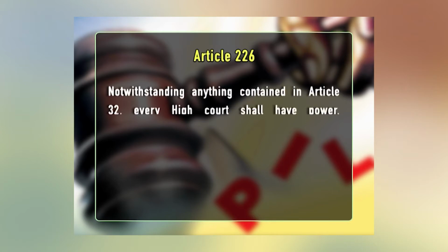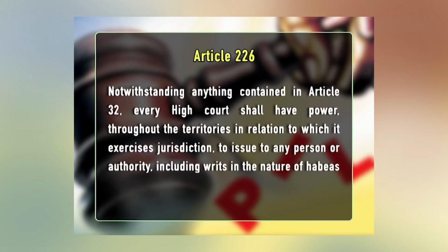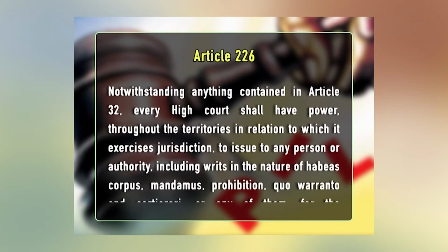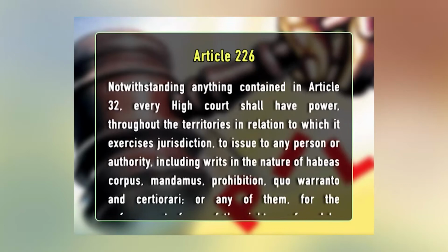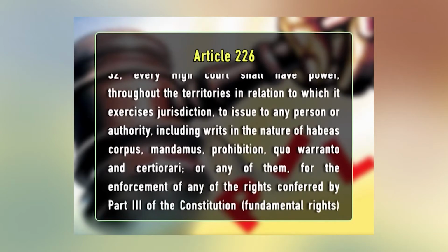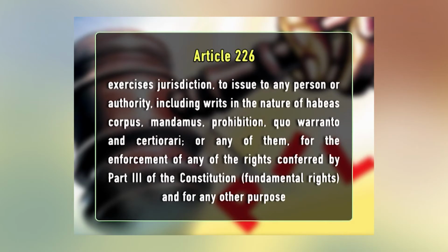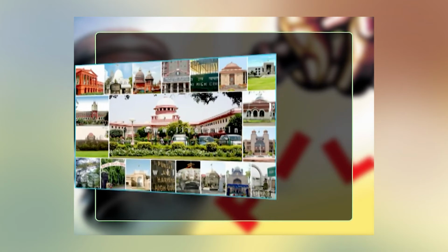Article 226 states that notwithstanding anything contained in Article 32, every High Court shall have power throughout the territories in relation to which it exercises jurisdiction to issue to any person or authority, including writs in the nature of habeas corpus, mandamus, prohibition, quo warranto and certiorari, or any of them for the enforcement of any of the rights conferred by Part 3 of the Constitution, that is, fundamental rights, and for any other purpose. The Supreme Court and the High Courts have equal powers to issue writs, orders or directions for enforcement of the fundamental rights.